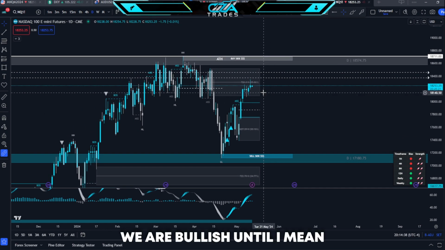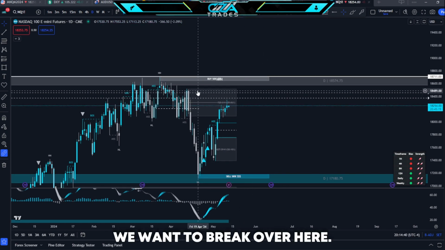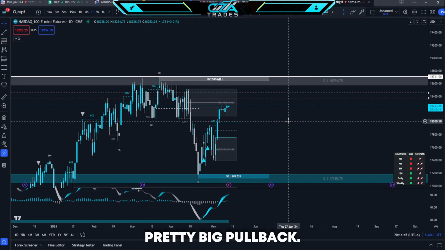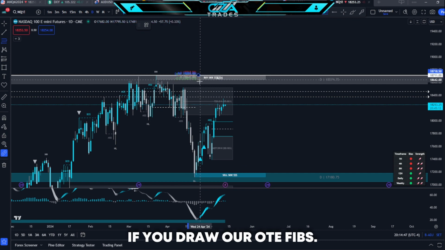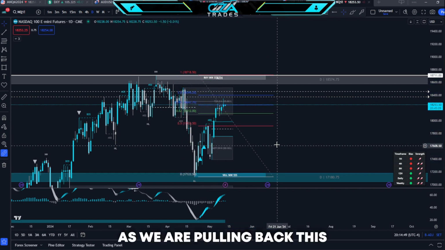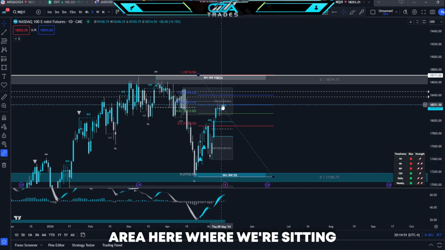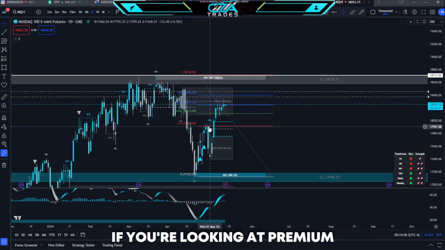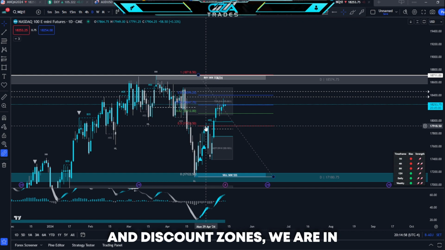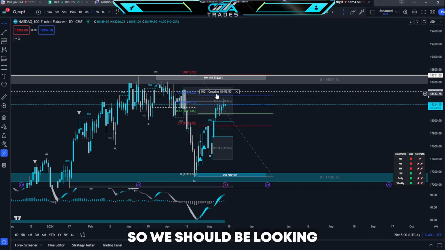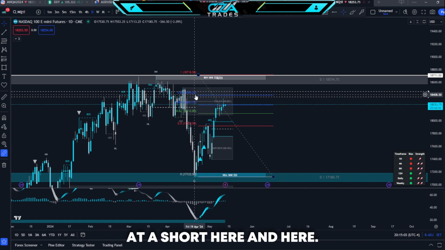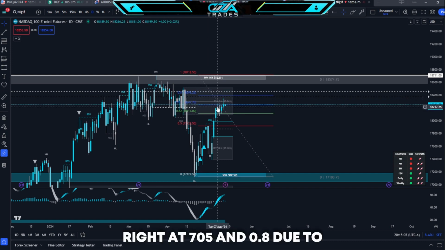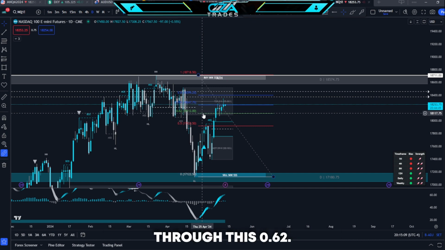We are bullish until, I mean, we want to break over here. We want to break this all-time high. So we are bullish, even though this is a pretty big pullback. If we draw our OTE fibs, since we are pulling back, this area where we're sitting right now is 0.705. We should be looking at shorts, right? If you're looking at premium and discount zones, we are in an extreme premium here. So we should be looking at shorts here and here, right? At 0.705 and 0.8, due to the fact that it already broke through this 0.62.